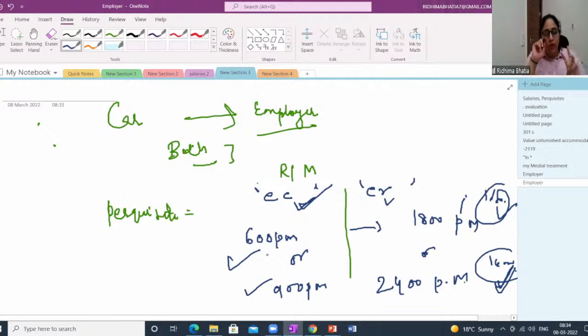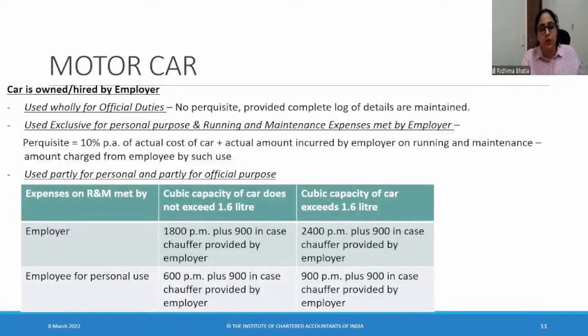Clear? So if the car is owned by employer and if it is used wholly for official purpose, no perquisite. Why no perquisite? Because it is official purpose, which is something which by duty employer has to provide you. But if it is for personal purpose and running and maintenance is borne by employer, 10% of the cost and running and maintenance ka actual value.